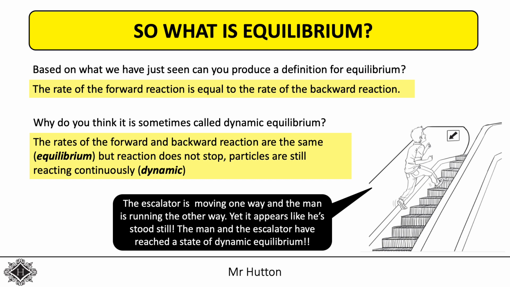An escalator is sometimes used as an example of this. The escalator's moving down and the man's running up, yet it appears like he's stood still. So the man and the escalator have reached a state of dynamic equilibrium. They're moving at the same rate, so he's staying still, but there's still a lot of work going on to stay in that position.